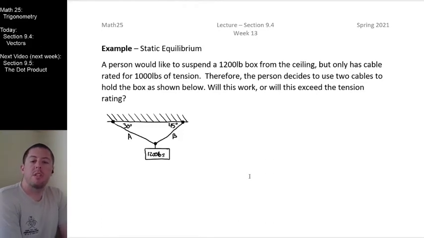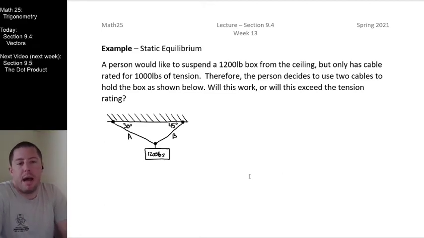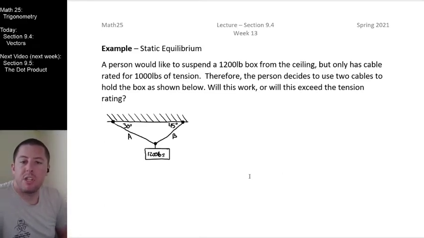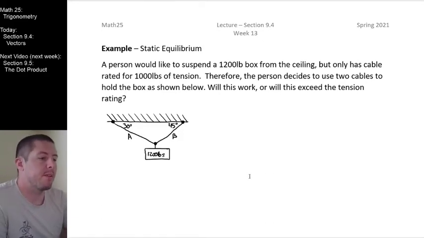Right? So a person would like to suspend a 1,200-pound box from the ceiling. All right, so we're trying to hang something in the garage. Unfortunately, this person only has cable or wires that are rated for 1,000 pounds of tension. Therefore, the person decides to use two different cables to support the box, since maybe that will help distribute the load sufficiently here. The question is, will this work or will this exceed the tension rating? So what we need to do is find the tension in cables A and B.